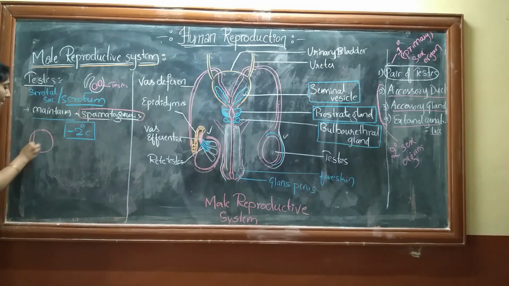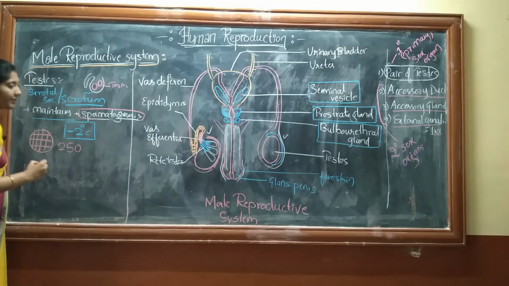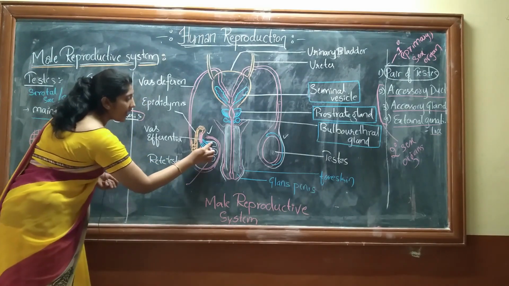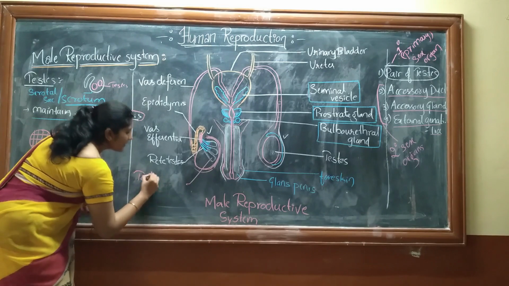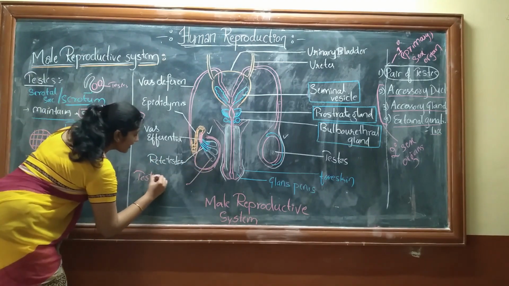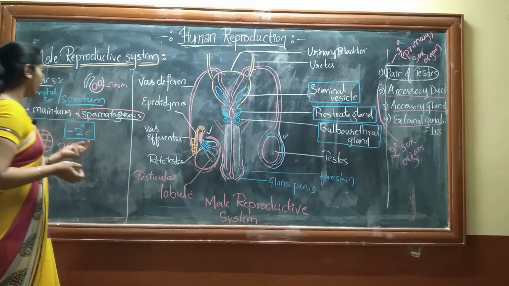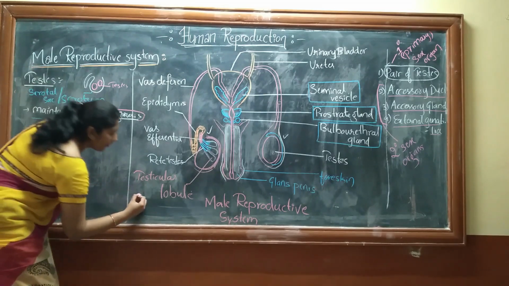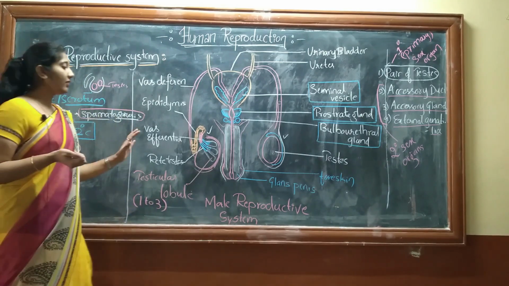Now, when you take the testes, in the testes there are compartments, around 250 compartments which are called testicular lobules. See, in the testes I have shown you with the white color. Okay, testicular lobule. In each compartment there are one to three seminiferous tubules.